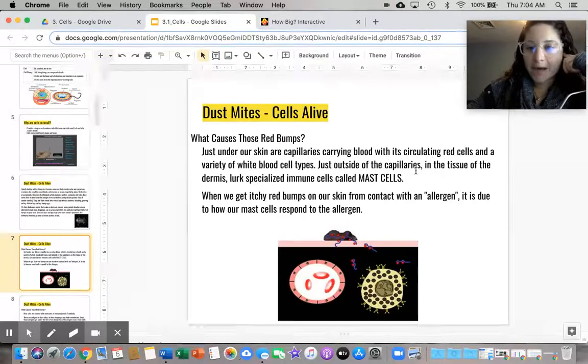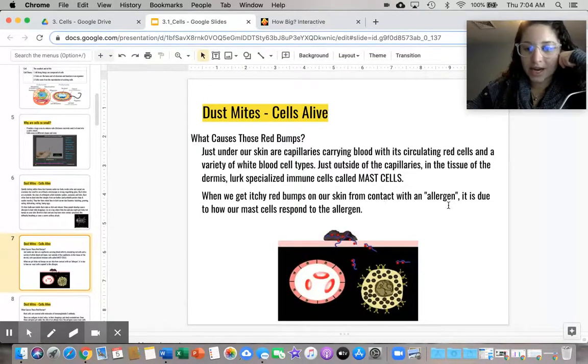Just outside of the capillaries, those small blood vessels, in the tissue of the dermis, which is your skin, lurk specialized immune cells called mast cells. So in your skin, you have a white blood cell called a mast cell. It is part of your immune system. When we get itchy red bumps on our skin from contact with an allergen, in this case the dust mite droppings, it is due to how our mast cells respond to the allergen.